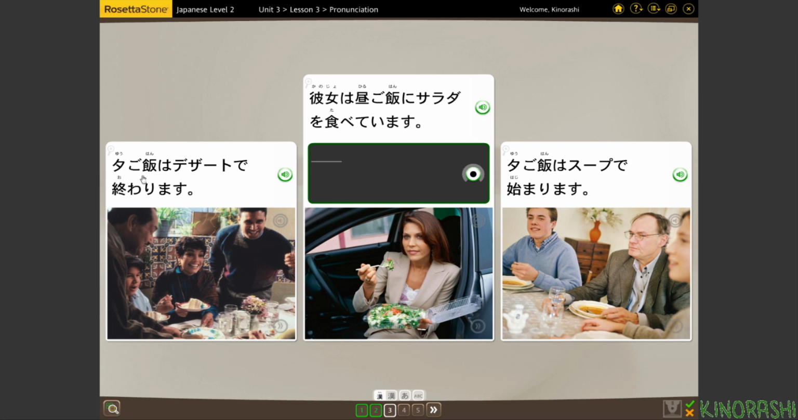And here, okay, yuugohan wa dezaato de owarimasu. And I believe the reason we're using de in this sentence is we're talking about the method by which dinner is conducted, yuugohan. So owarimasu, end, and then dezaato, dessert. So dinner is ended with dessert, so it's the method, so it's de, I believe, for that reason.